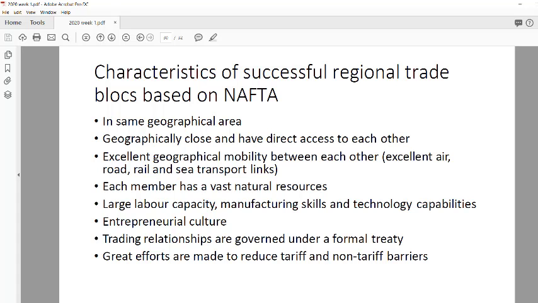And they have it in writing. They have a formal treaty which governs their relationship. So if you have laws and you stick to the rules, it helps a lot.